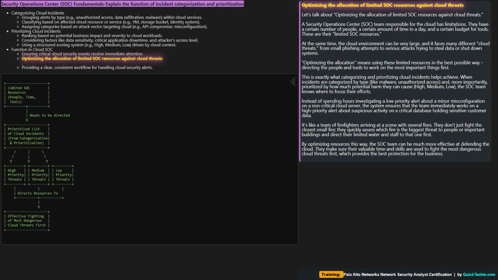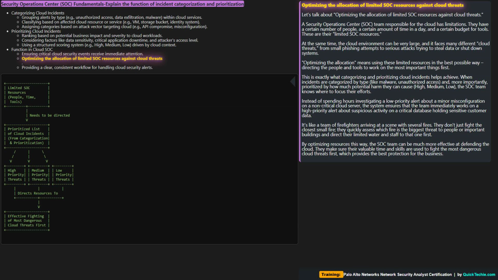Let's talk about optimizing the allocation of limited SOC resources against cloud threats. A Security Operations Center (SOC) team responsible for the cloud has limitations. They have a certain number of people, a certain amount of time in a day, and a certain budget for tools. These are their limited SOC resources. At the same time, the cloud environment can be very large, and it faces many different cloud threats, from small phishing attempts to serious attacks trying to steal data or shut down systems. Optimizing the allocation means using these limited resources in the best possible way, directing the people and tools to work on the most important things first.